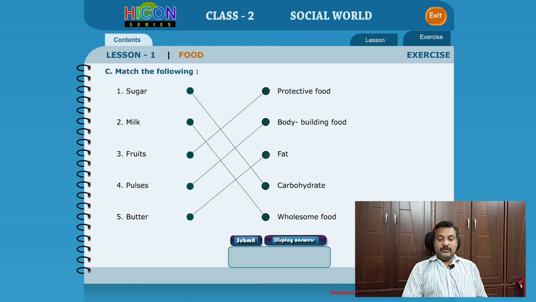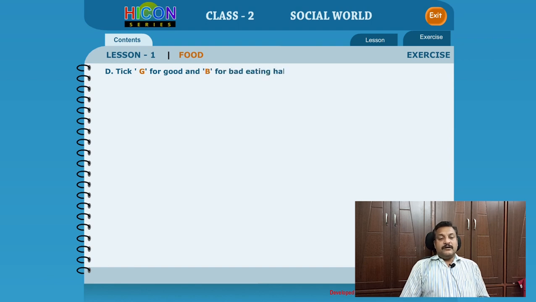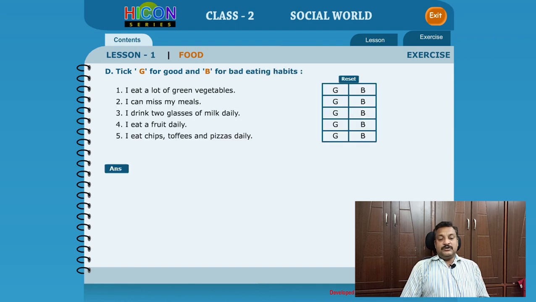Okay, so shall we go on to the next question? Take G for good and B for bad eating habits. So towards the end of the lesson, I think we have learnt about some good eating habits also. Okay, so this is based on that particular thing. So one by one we will read the sentences given over there and identify whether they are good eating practices or bad eating practices. Sentence number 1.